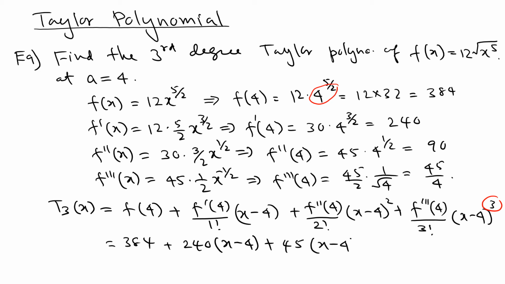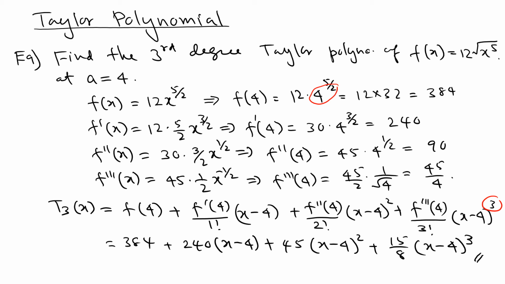x minus 4 squared. And the last one, we have 3 factorial, and we can divide by 3. So you're going to get 15 over 8 x minus 4 cube. So that's what you get. So you can see that is the third degree Taylor polynomial of that function.